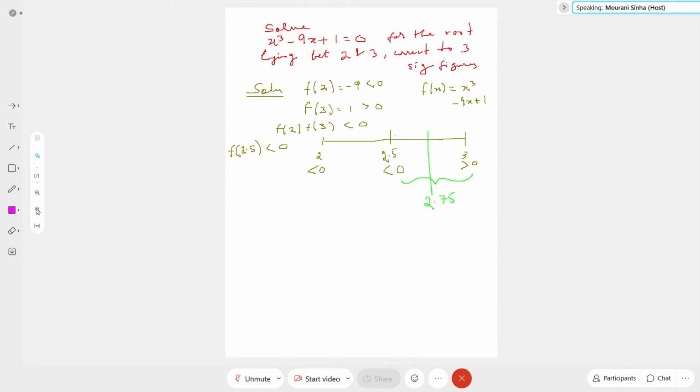So next compute f of 2.75. I mean, is it positive or negative? That is what is important here. We just want to know if that is positive or negative. The function is x cube minus 9x plus 1.